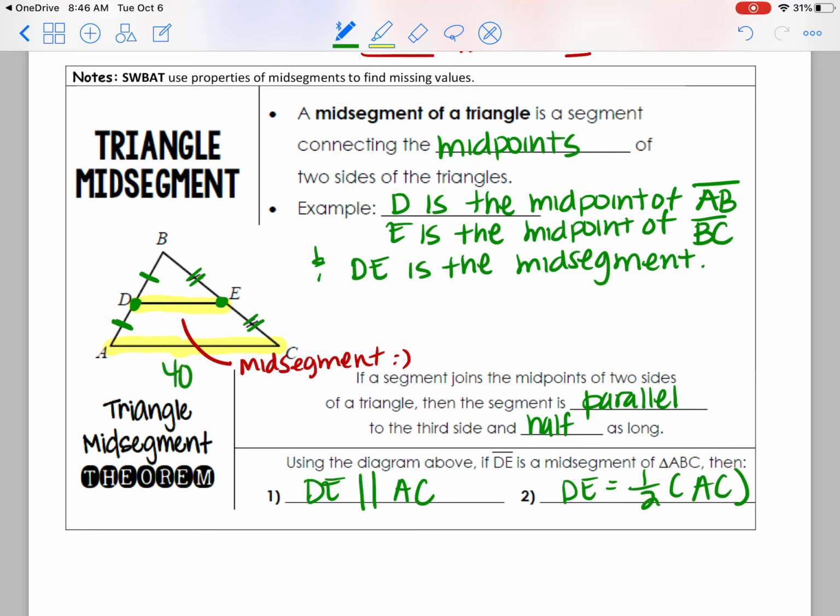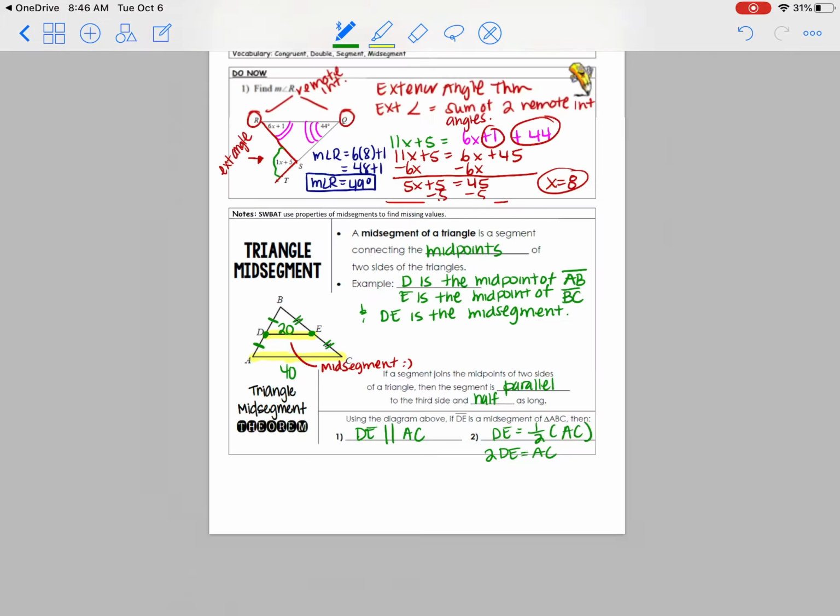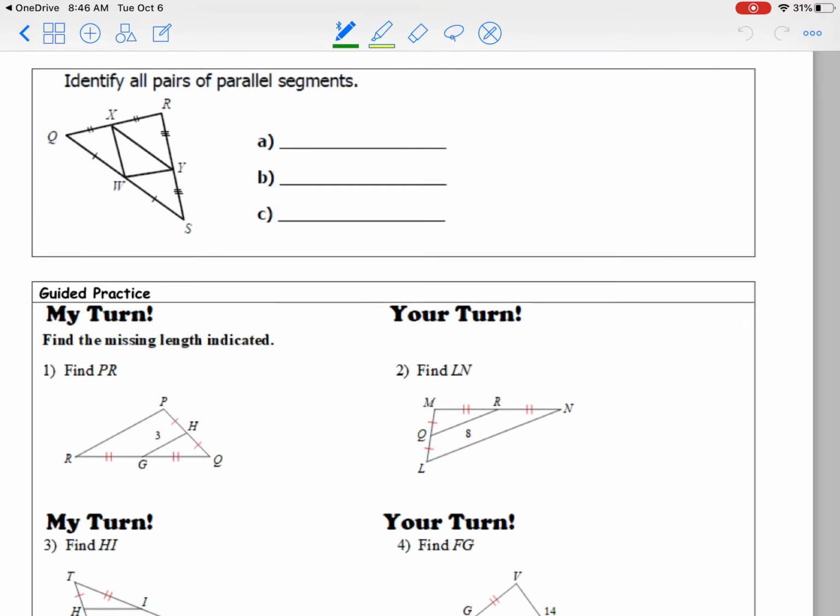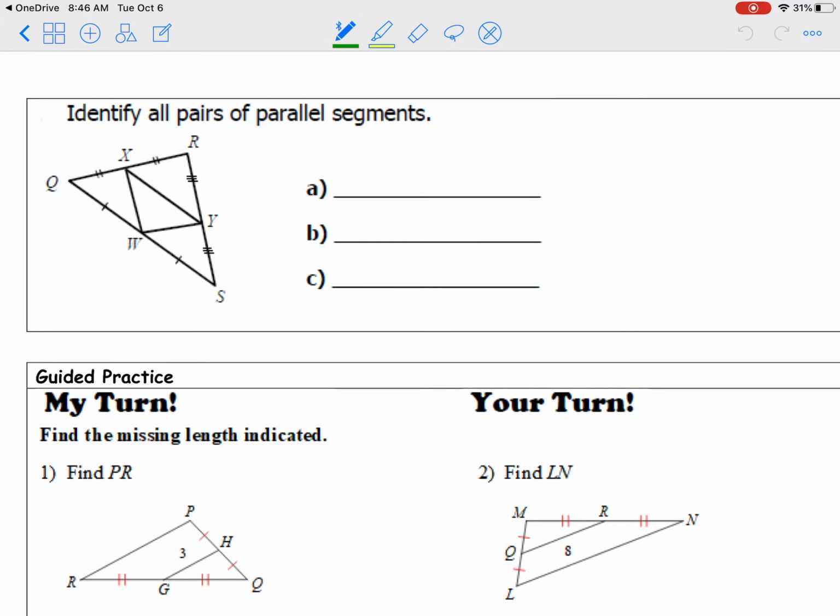So super easy, guys. If AC measures 40, then DE will measure 20. So DE, 20, is half of that third side. Or you can also say 2 times DE will be the same as AC. So 2 times 20 is the same thing as 40, which is the length of AC. All right, let's go ahead and do some practice problems.